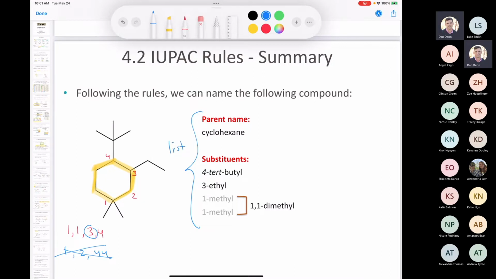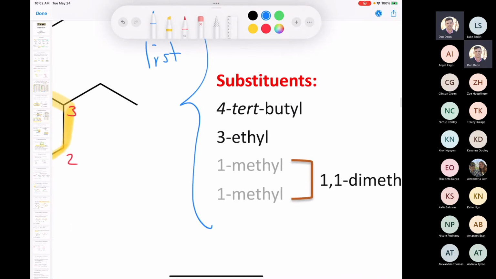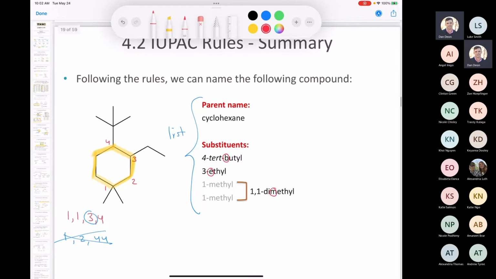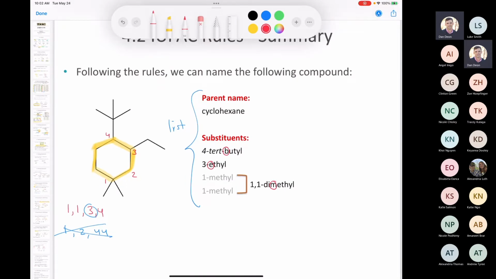So I'll write down what I've got. I've got a tert-butyl at carbon 4. I've got an ethyl at carbon 3. I've got 2 methyls at carbon 1, so that makes a 1,1 dimethyl. I know my parent is cyclohexane, and I'm going to alphabetize my substituents. Remember, you ignore the prefix tert. You've got the B for butyl. You've got E for ethyl, and then you ignore the D for dimethyl. You alphabetize according to the M. So we're going to list the tert-butyl, then the ethyl, then the dimethyl, and then we put it all together in a big, tasty nomenclature sandwich.